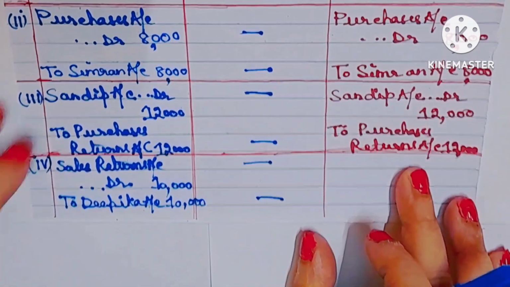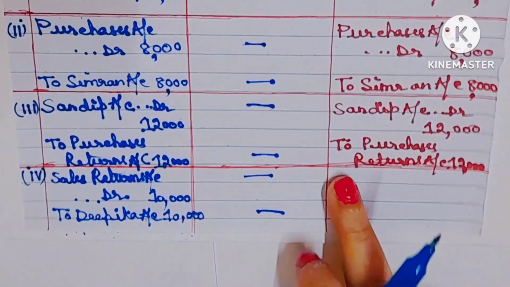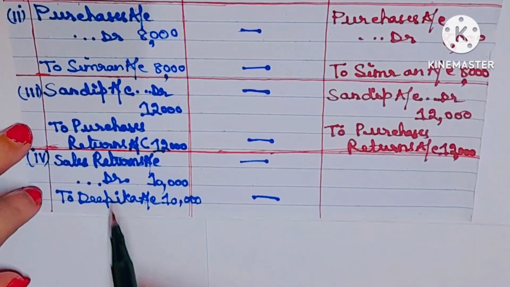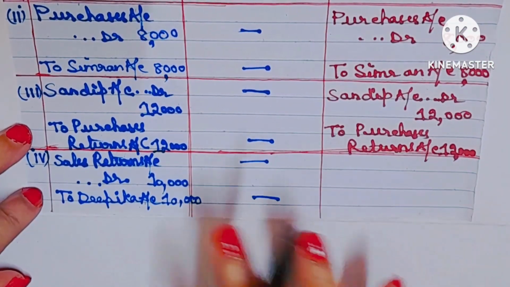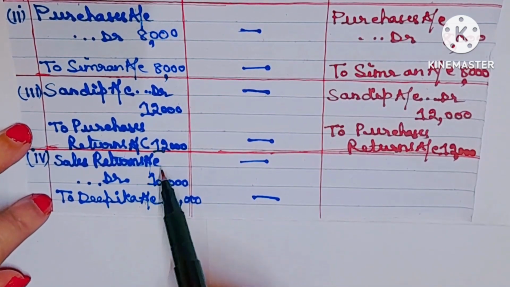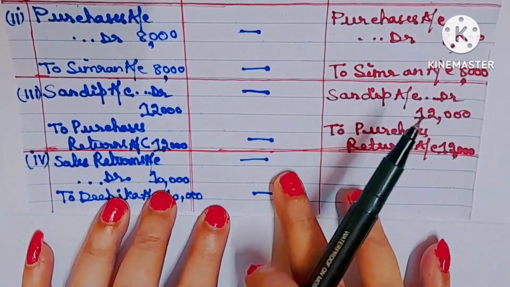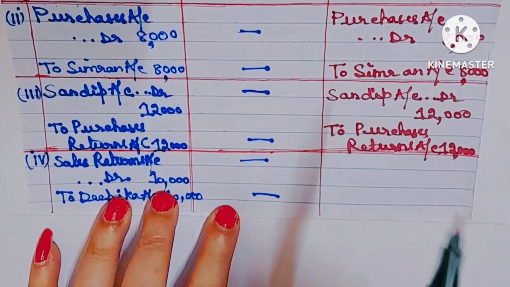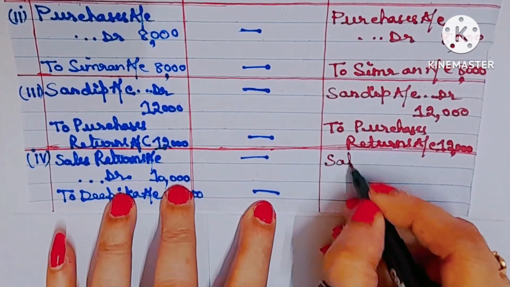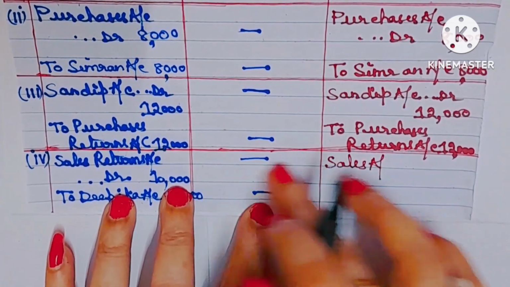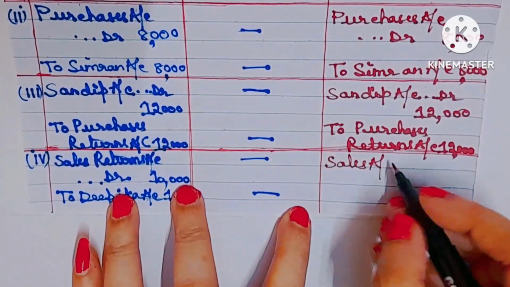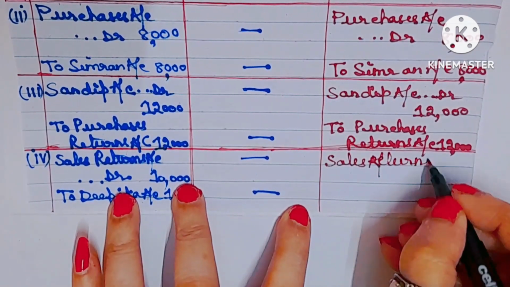Okay? So now we have to rectify the wrong entry. So how to rectify the wrong entry? I told you the technique. You have to use the technique. Compare the correct entry with the wrong entry. Always compare the correct entry with the wrong entry. The correct entry on the debit side is sales returns account debit rupees 10,000. Whereas in the wrong entry, nothing has been recorded on the debit side. So we have to record the correct entry. So straight away copy. Sales returns account debit. Since nothing has been recorded on the wrong entry, we have to write the correct entry. So just copy the correct entry on the debit side. Sales returns account debit 10,000.